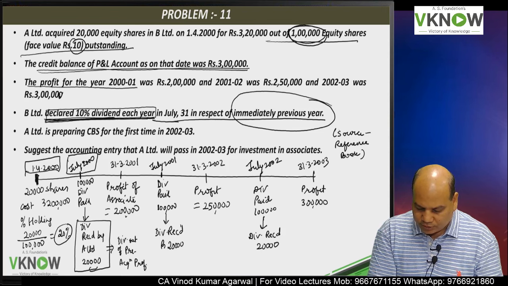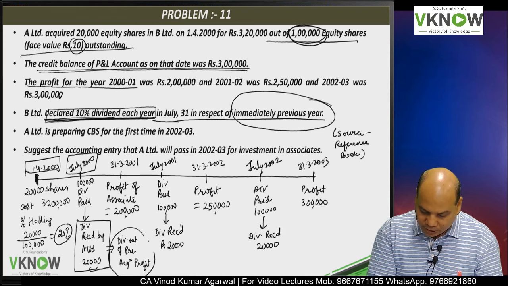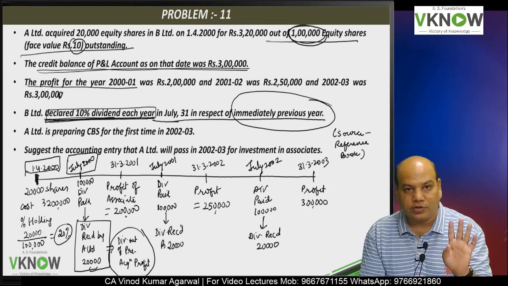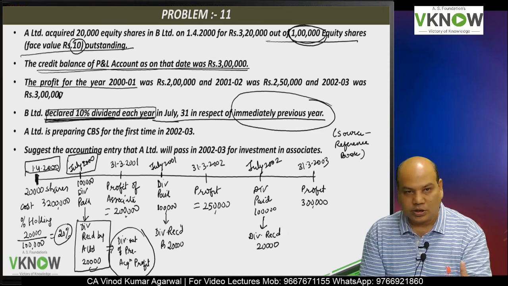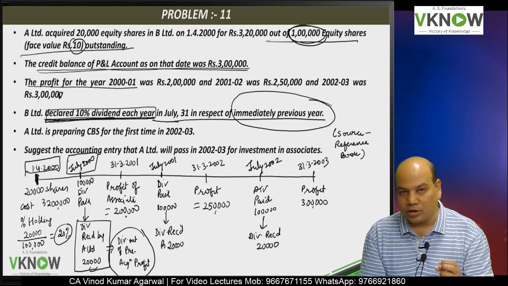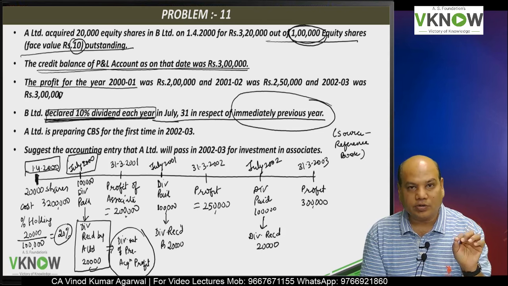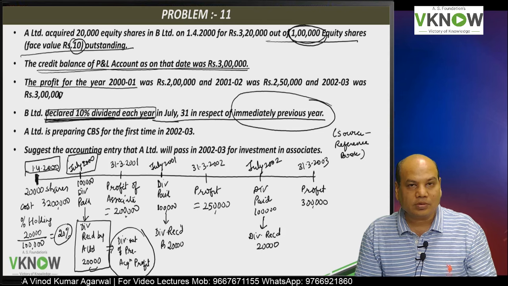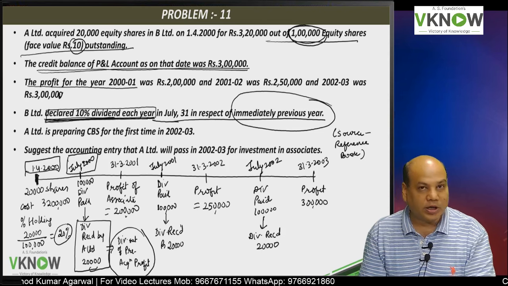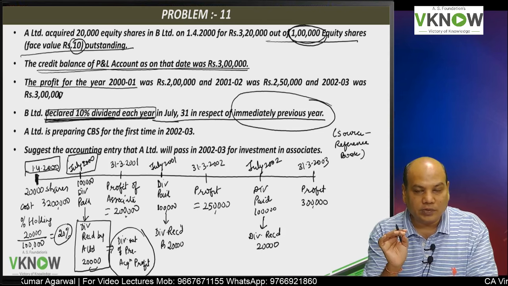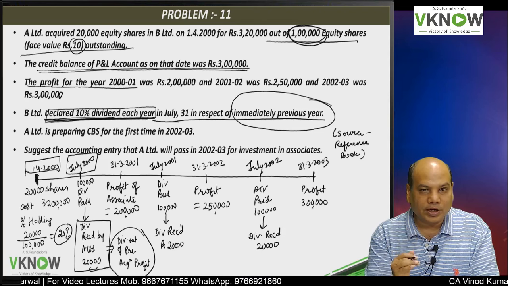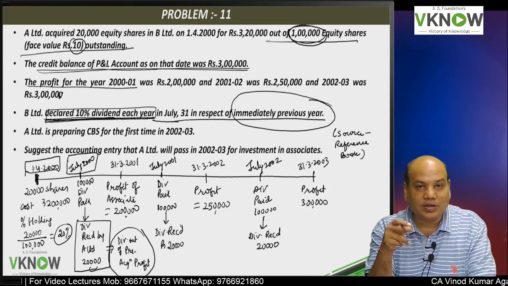The first dividend is dividend out of pre-acquisition profit because it is related to 31st March 2000. But the shares were acquired on 1st April. This dividend of 20,000 will be deducted from the carrying amount of investment, which we have done in question number 9 also. And this dividend out of pre-acquisition profit is deducted from carrying amount of investment, as given in AS 13.